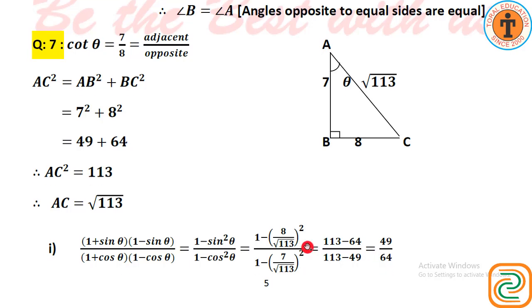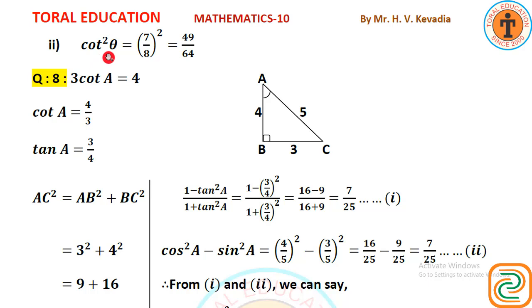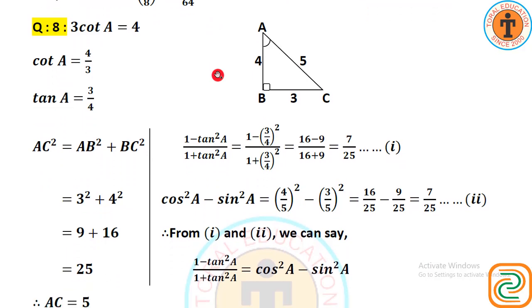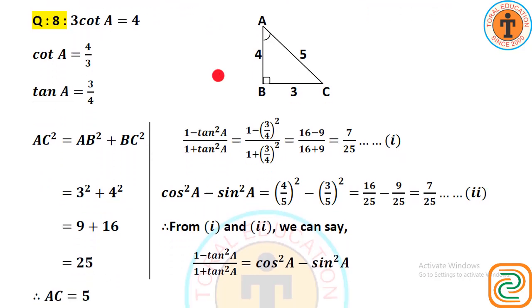Second question is cot square theta. Cot theta is given 7 upon 8. Right? So we square both the numerator and denominator: 49 upon 64. Question number 8.